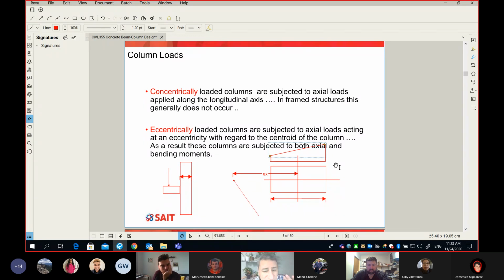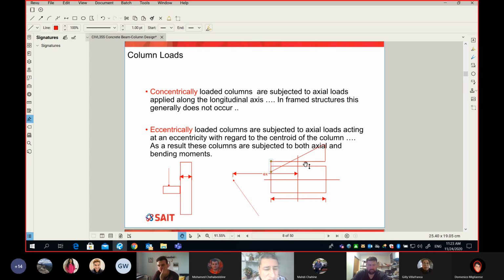Okay. How about if my force is very far? The eccentricity is so big. What does it mean? Guess what? This is what happens. It means one side will be in tension and one side will be in compression, if you guys follow. Is that something easy or difficult?